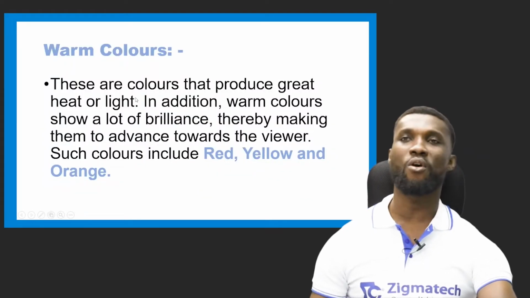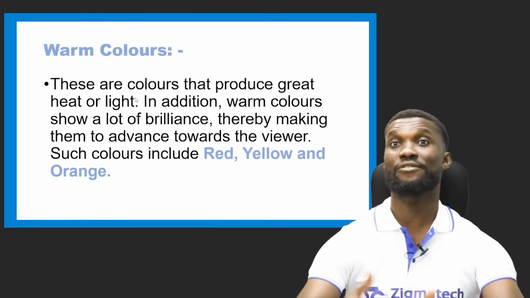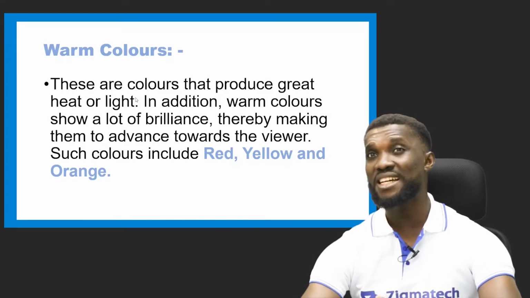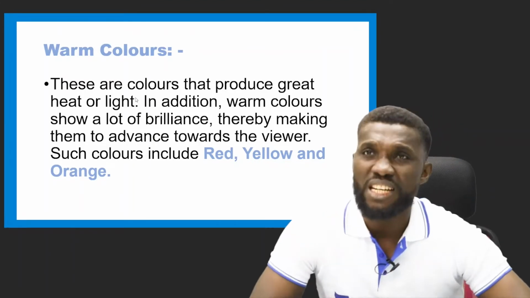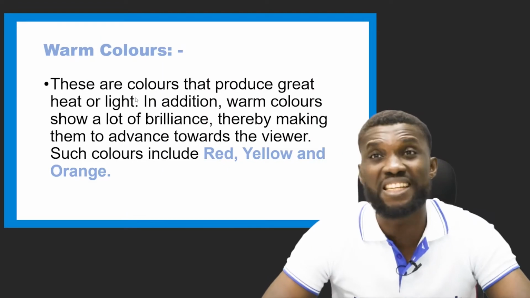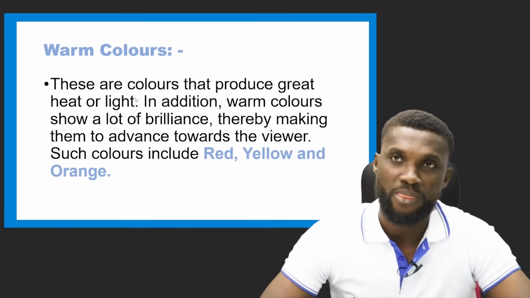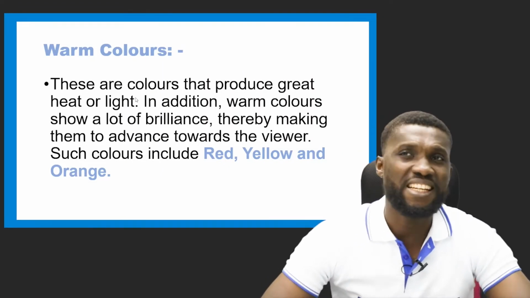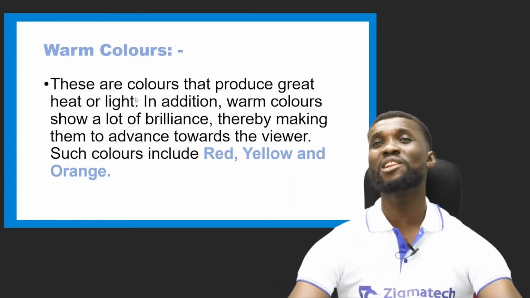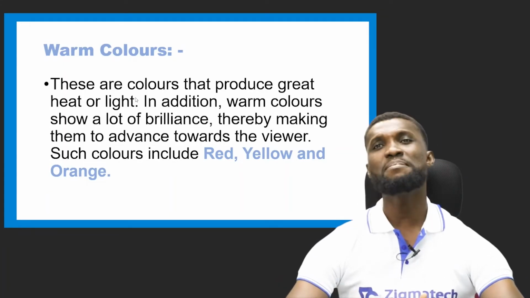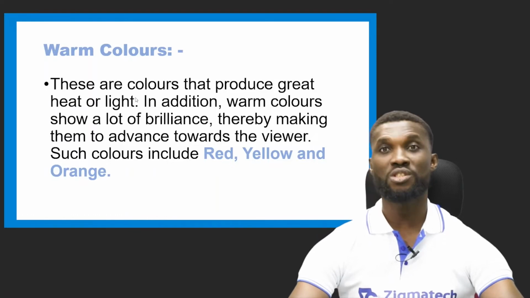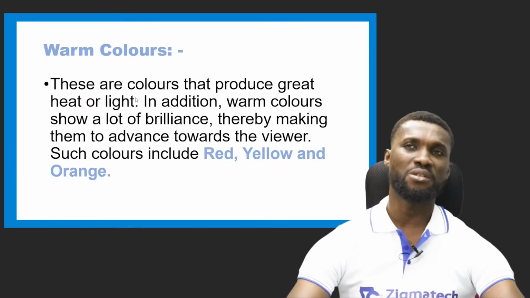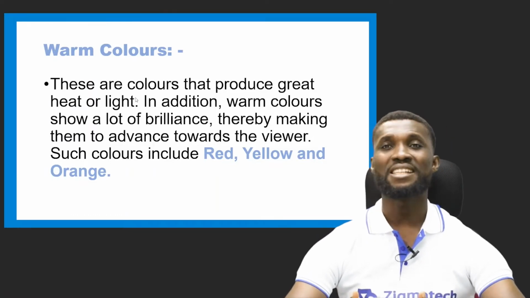Now let's look at the warm colors. I'll try as much as possible to be very fast so we can get as much as we can in this class. Now, the warm colors are colors that produce great heat or light. They produce heat or light. In addition, warm colors show a lot of brilliancy, thereby making them advance towards the viewer. Such colors include red, yellow, and orange.